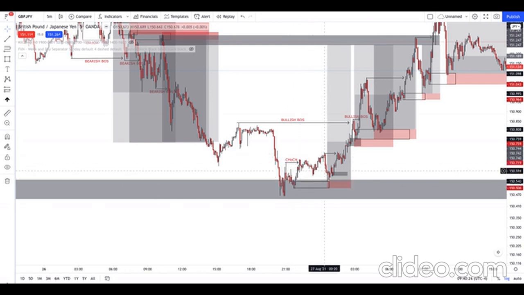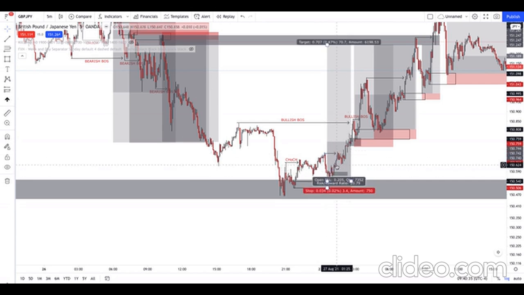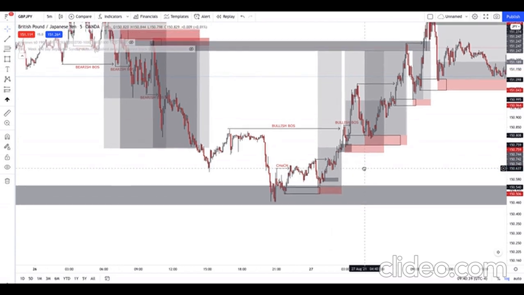Price pulls back into it. We could have got our entry right here, okay? And then when price broke this high, I was looking for this entry right here, but as you can see, price didn't come to it. It came to this area of demand instead. But anyway, so that would have been a missed entry.